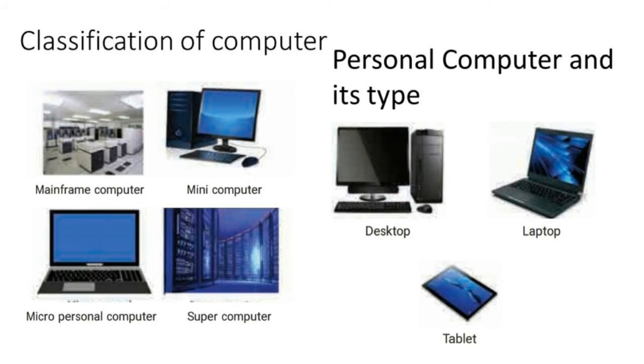Next, classification of computer. The computer can be classified as follows based on their design, shape, speed, efficiency, working of the memory unit and their applications. And they are mainframe computer, mini computer, micro or personal computer, supercomputer. In that we are going to learn the personal computer and its type. So personal computer comes under the microcomputer. Based on the memory and efficiency in PC, they can be classified as desktop, laptop and tablet.